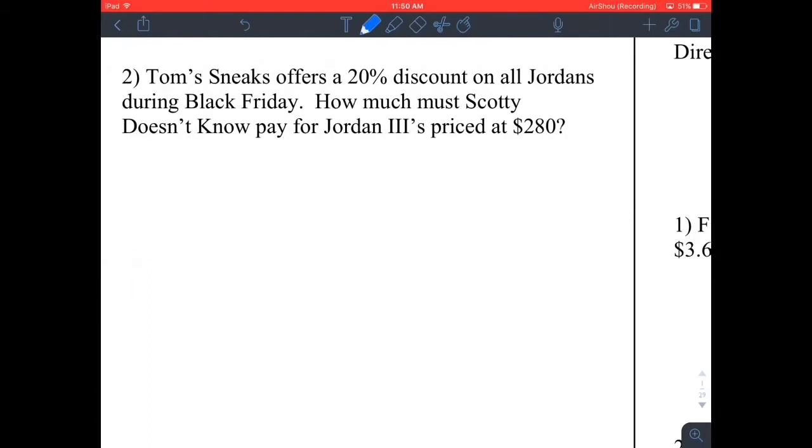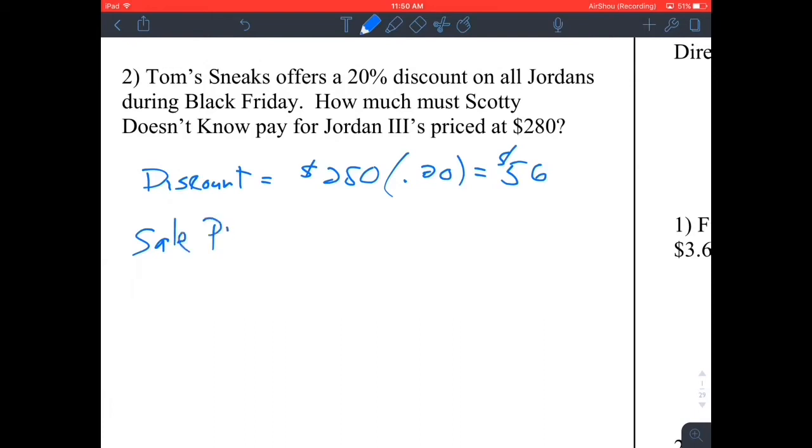One way would be to figure out what 20% discount is. So the discount is going to be the price of the item times 20%. And that is going to be $56. And then to find the sale price, we're going to take the original price minus the discount, and that's going to give us a price of $224.